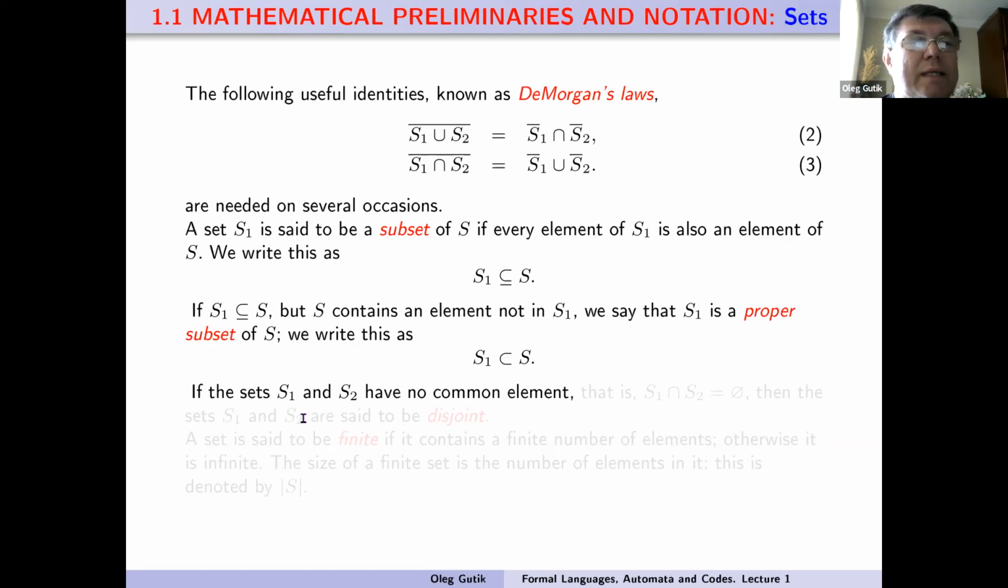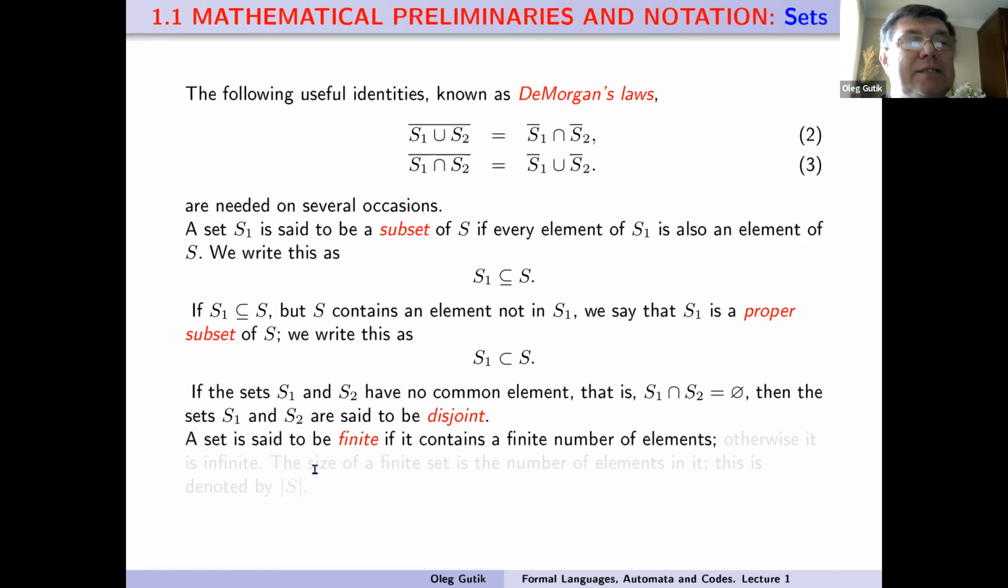If the sets S1 and S2 have no common element, that is, the intersection of S1 and S2 is the empty set, then the sets S1 and S2 are said to be disjoint. A set is said to be finite if it contains a finite number of elements. Otherwise, it is infinite. The size of a finite set is the number of elements in it, and this is denoted by such a symbol. Also, in many cases, we shall say the cardinality of S.